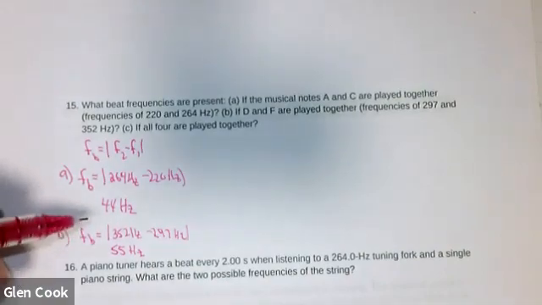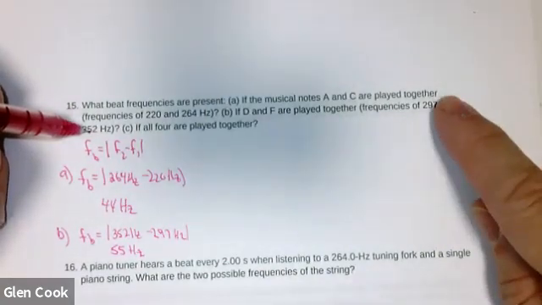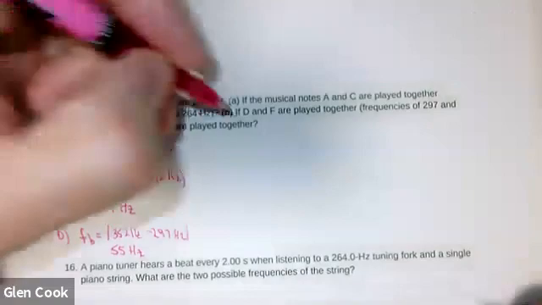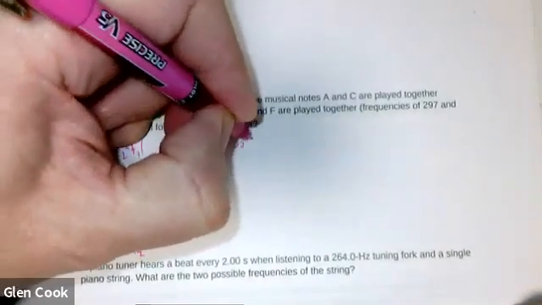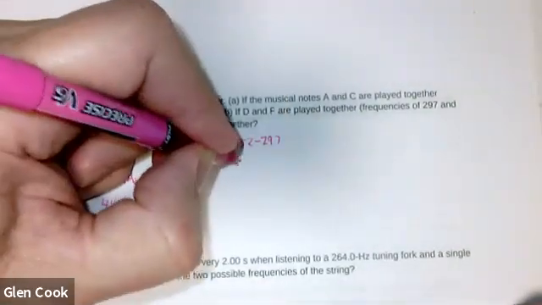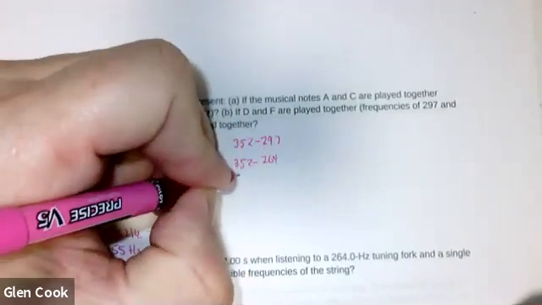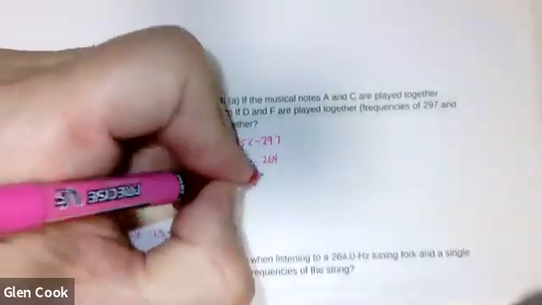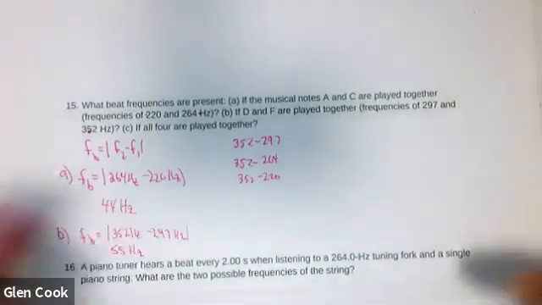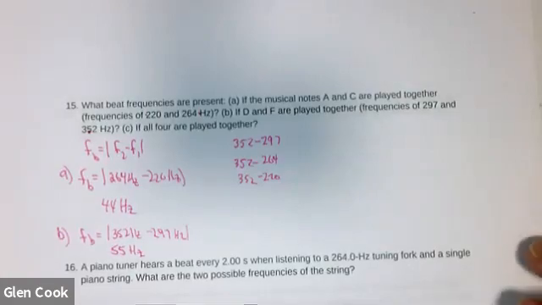I need to think about this because the 352 will produce beat frequencies with the 297 and the 264 and the 220. So I have the 352 minus the 297 that I had before, the 352 minus the 264, and the 352 minus the 220. So those three will give me beat frequencies. It will have its own note, if you will.